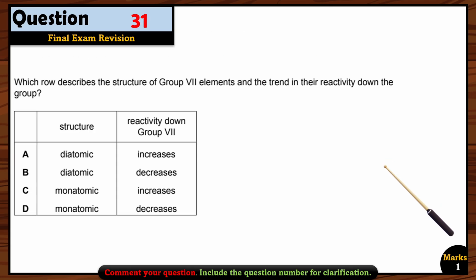Let's see question 31. Which law describes the structure of group 7 elements and the trends in their reactivity down the group? So remember that for group 1 metals, their reactivity always increases down the group. They are metals, but group 7 behaves just opposite to group 1. Group 7 are non-metals, so their reactivity actually decreases down the group. I have already explained, in my other video, why reactivity increases or decreases.